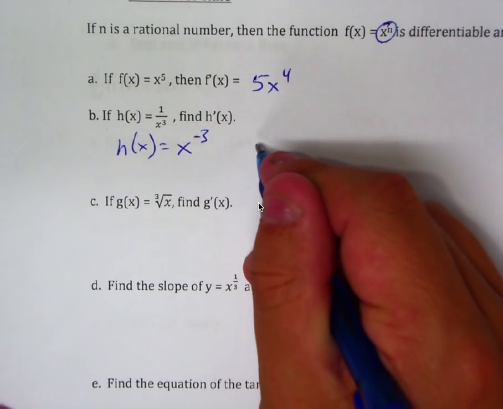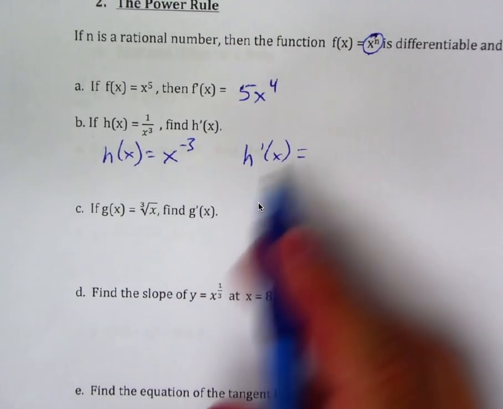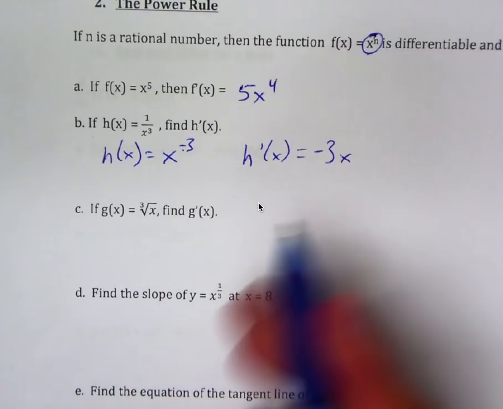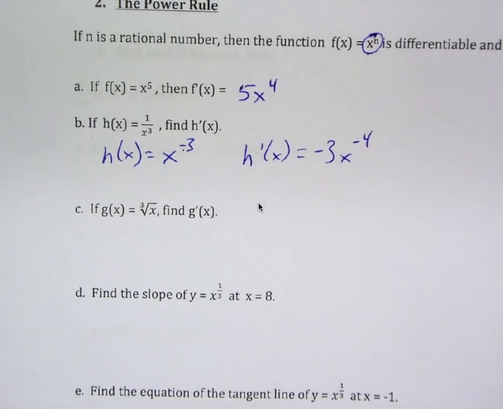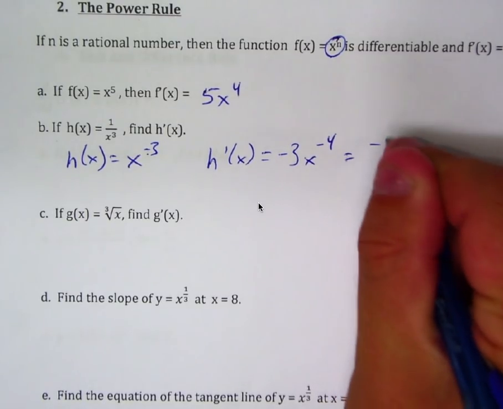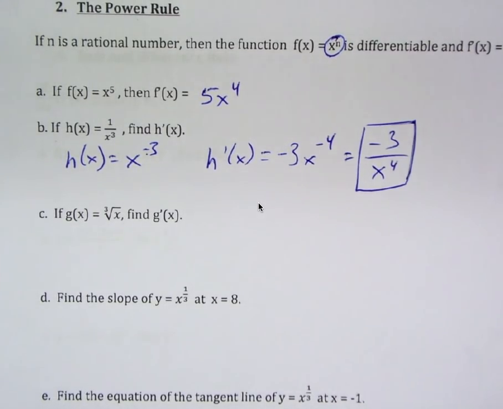So h prime of x then, well, let's move the negative 3 out in front. Reduce negative 3 by 1, so that's negative 4. And then, just to get rid of the negative exponent, we have negative 3 over x to the fourth. There's your derivative function, negative 3 over x to the fourth. Or you could have gone through your entire limit process and gotten there. That's up to you.